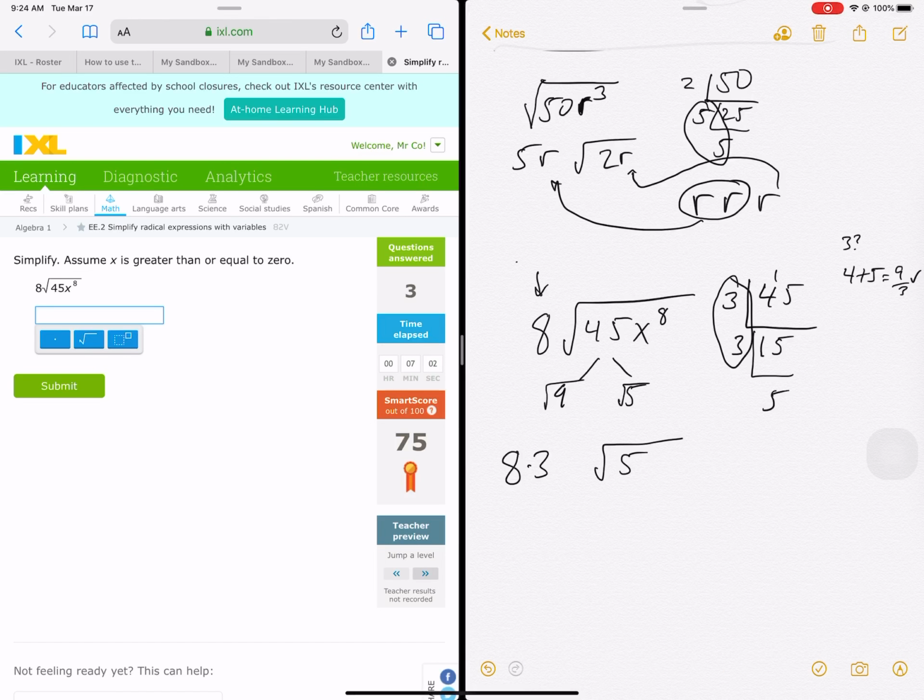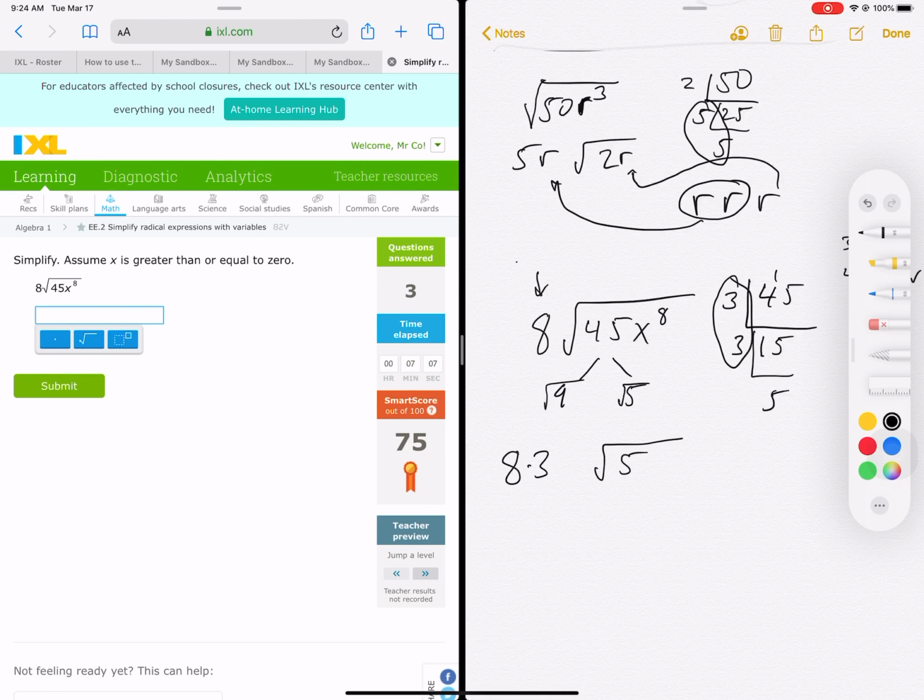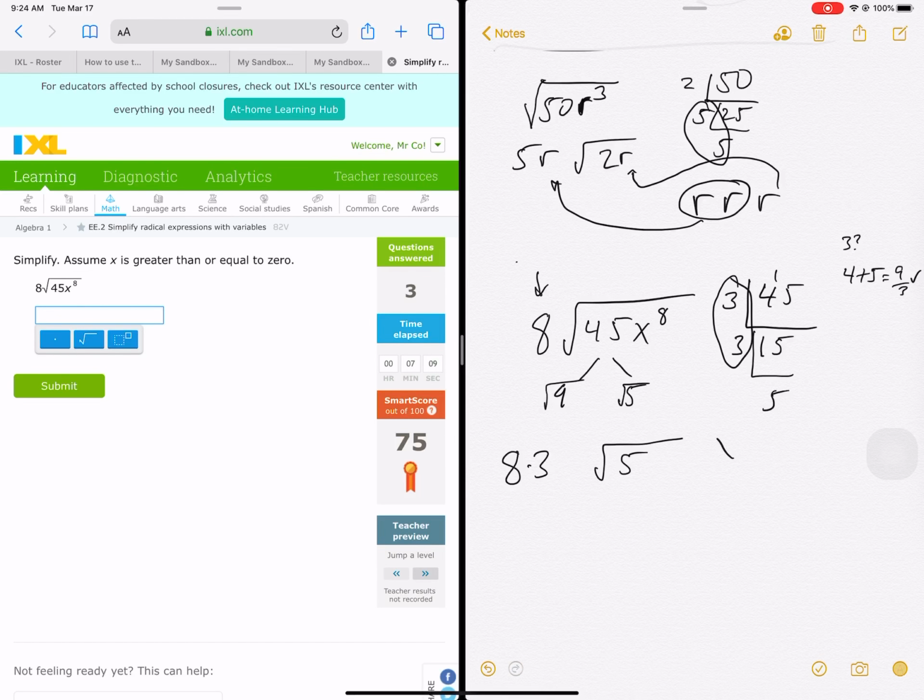And we still have the x to the 8 somewhere right here on the side. 1, 2, 3, 4, 5, 6, 7, 8. And now again, this is a slow way of doing it, but it works if you need to visualize it.